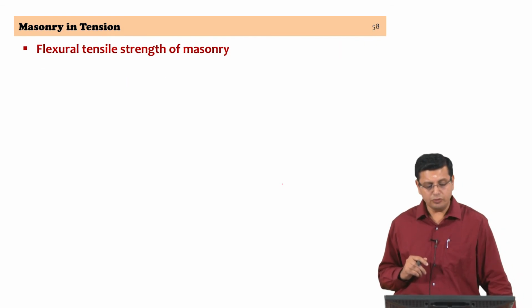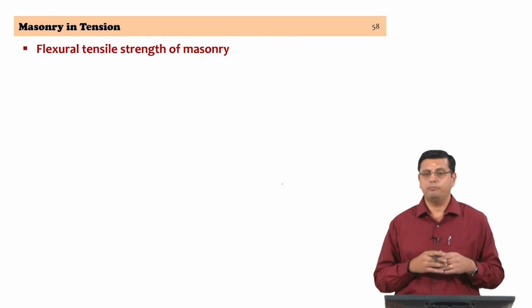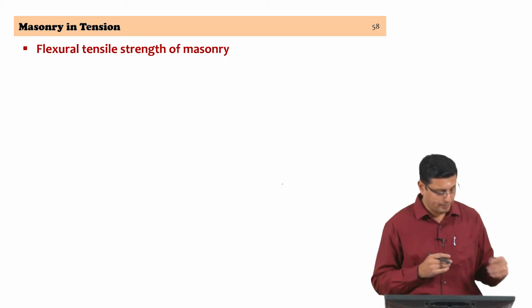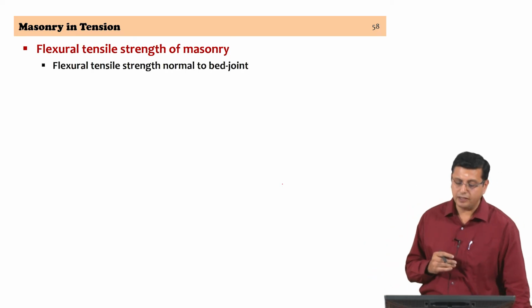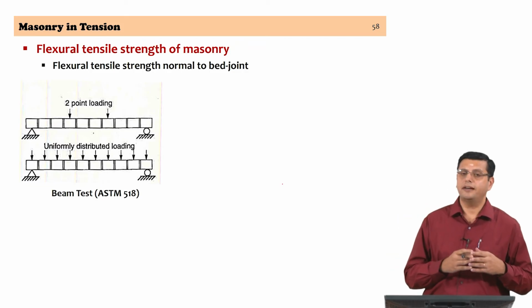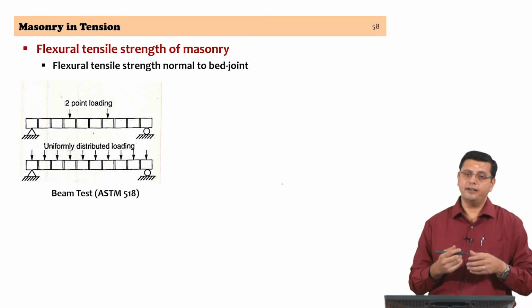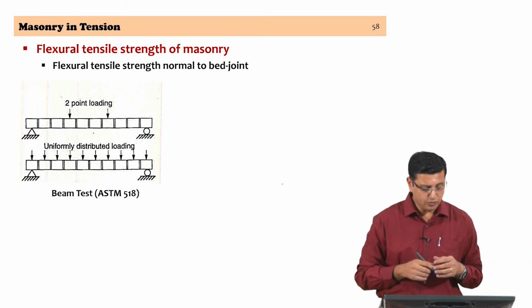Okay. So, how do you estimate the flexural tensile strength of masonry? You have normal to the bed joint and parallel to the bed joint. The flexural tensile strength normal to the bed joint can be estimated. There are different codes that regulate the type of experiment that you can carry out to estimate these values.